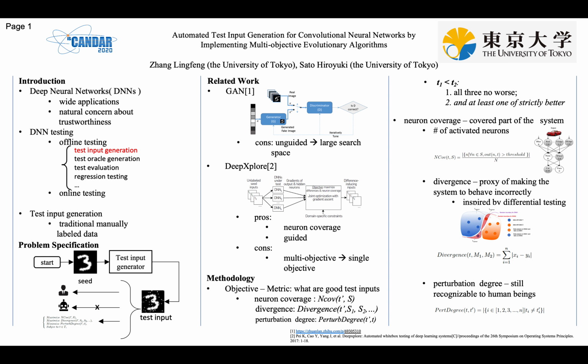However, since it is an unguided process, that is, there are no sole objective functions to evaluate the generated results, it has a large search space. Deep Explorer, another popular method, is the first white box framework for systematically testing a real-world DNN system.